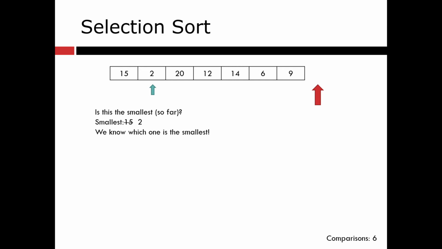At this point, we have exhausted our collection. We know that 2 is in fact the smallest. So now we need to swap the first location with our smallest object. In this case, we'll swap 15 and 2, right? That just promotes 15 over one space, and 2 gets stored at the front.